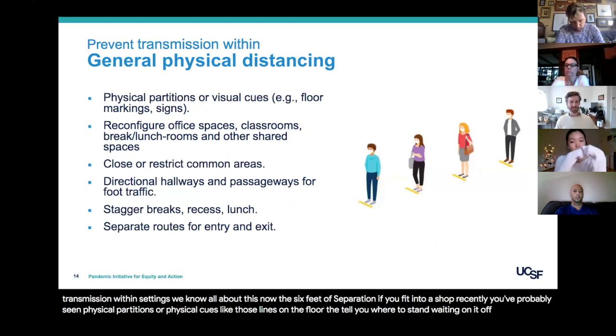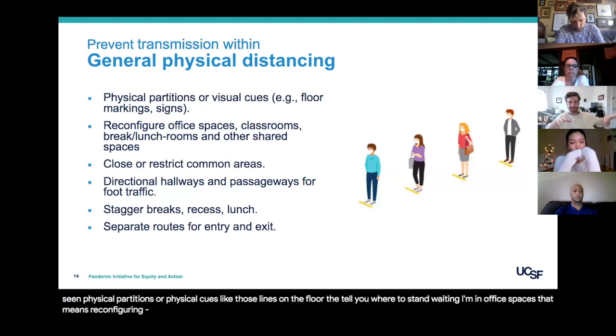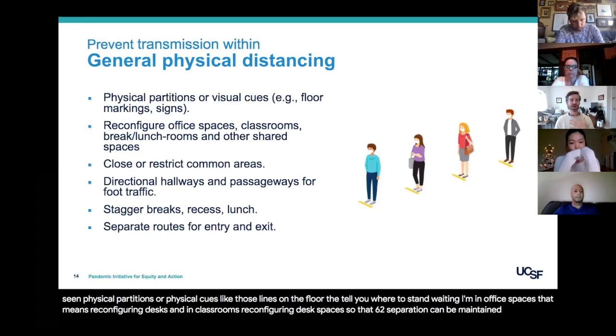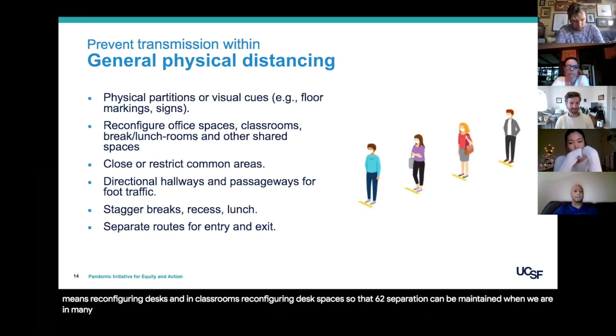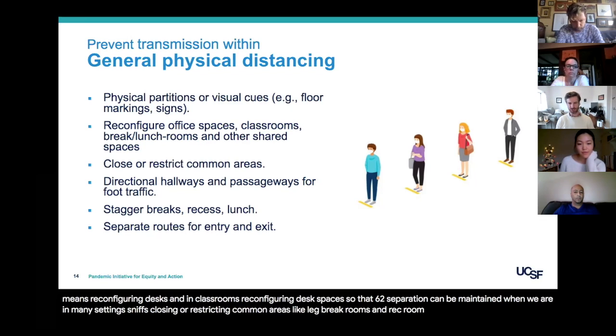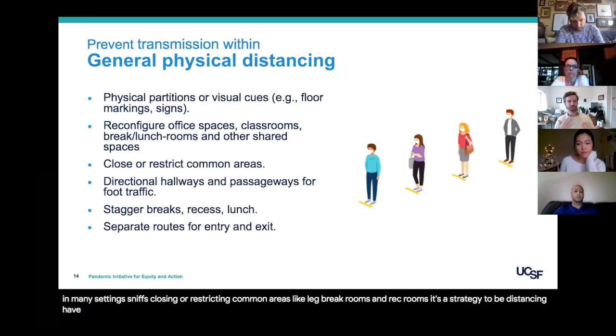In office spaces, that means reconfiguring desks, and in classrooms, reconfiguring desks and spaces so that 6 feet of separation can be maintained. In many settings, schools, workplaces, correctional facilities, and SNFs, closing or restricting common areas like break rooms and rec rooms is a strategy for physical distancing. Having directional hallways so that people are only heading in one direction reduces the likelihood that they'll cross paths with someone in the other direction.